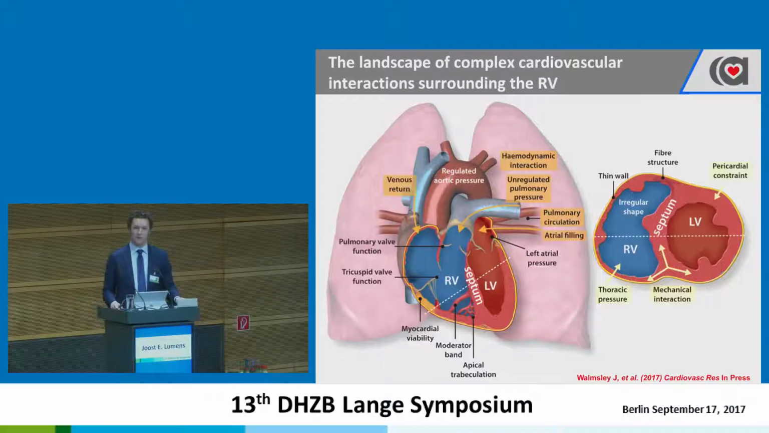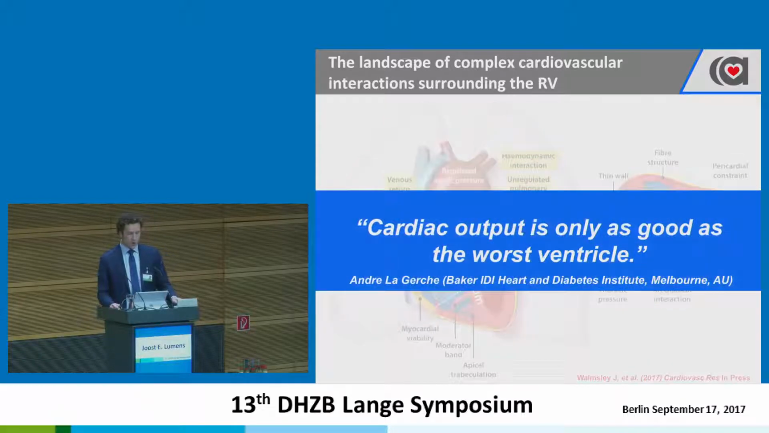He is a cardiologist specialized on the role of the RV in athletes, and especially in those athletes dying of sudden cardiac death. And one of his quotes, which I've seen already in his introductory chapter of that spotlight issue, is: the cardiac output is only as good as the worst ventricle. And I really like that quote.